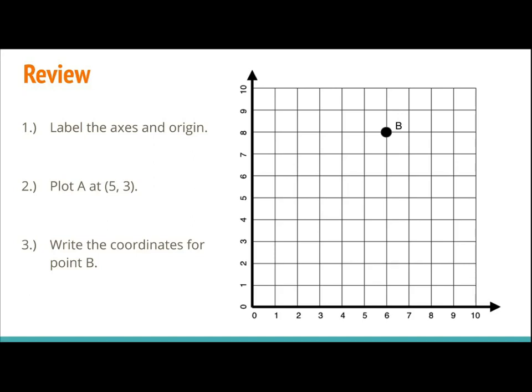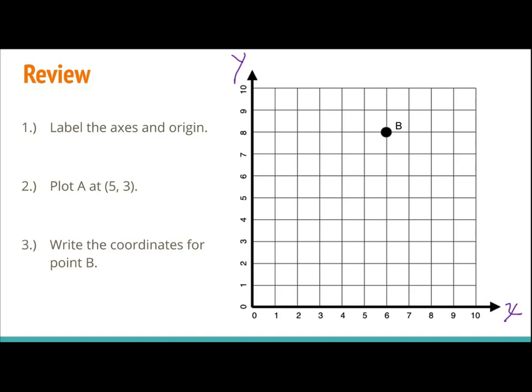All right, so let's go ahead and label the axes and the origin. On a coordinate plane, you have 2 axes. Our x-axis is our horizontal axis. It runs side to side. And our y-axis is our vertical axis. It runs up and down.